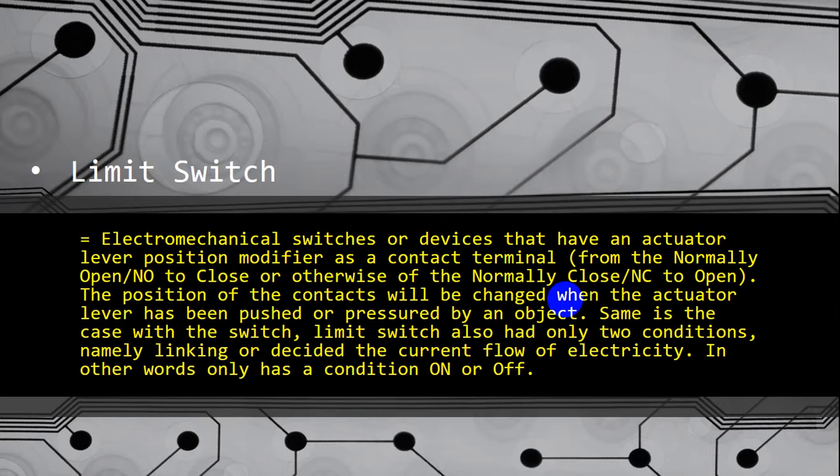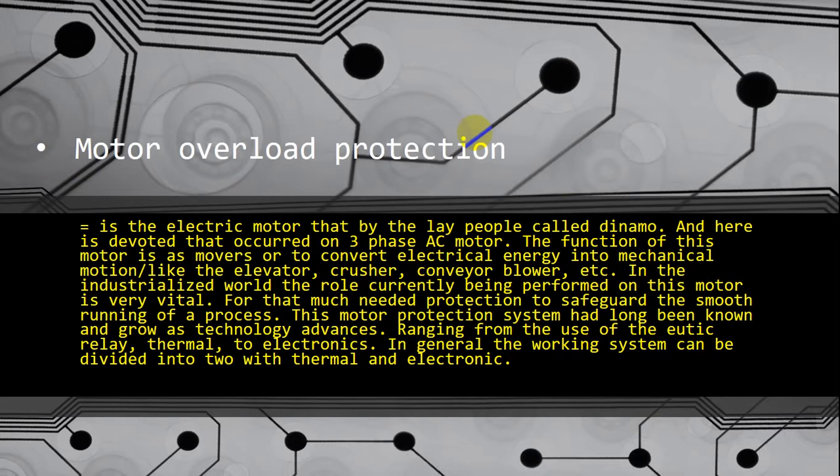In other words, it only has a condition of on or off. Motor overload protection is for the electric motor that laypeople call a dynamo, and here it is devoted to three-phase AC motors. The function of this motor is as a mover, to convert electrical energy into mechanical motion, like the elevator, crusher, conveyor, blower, etc.